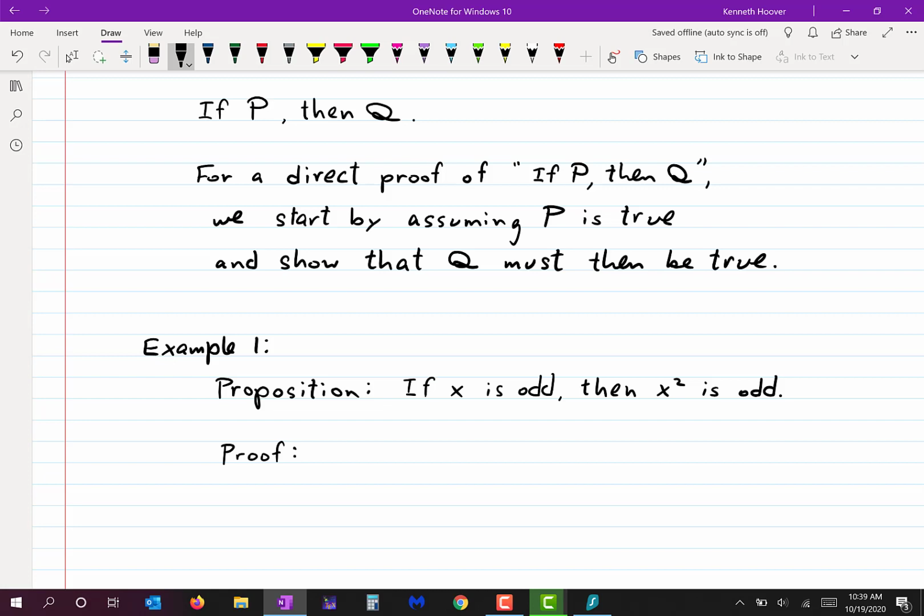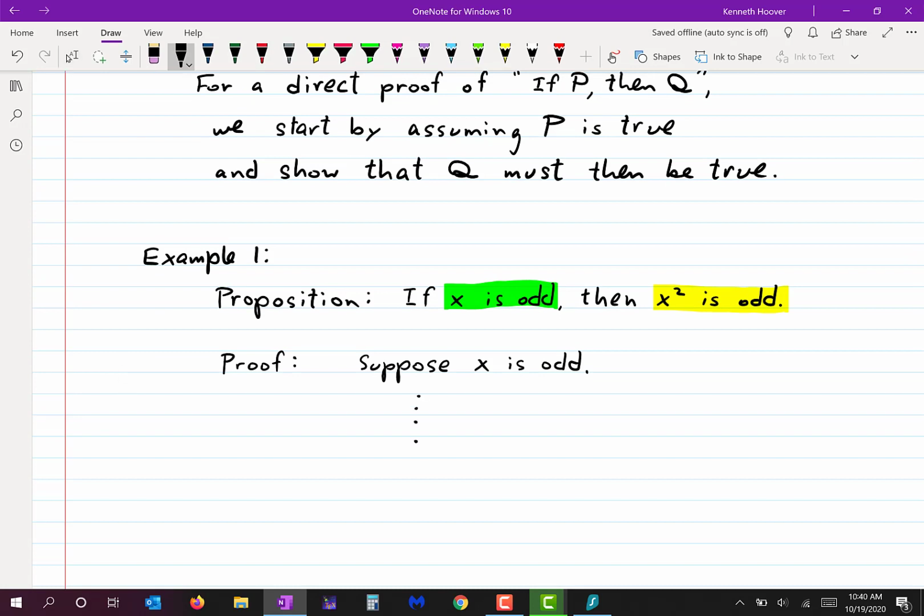All right, now, here's my hypothesis. Here's the conclusion. So I start by assuming the hypothesis is true. Okay, so I'm going to write, you can use the word assume. Most people prefer the word suppose. Okay, I'm going to say suppose x is odd. Okay, and there's going to be some work that I need to do. But I want to get down to, therefore, x squared is odd. That's what I want to get to.